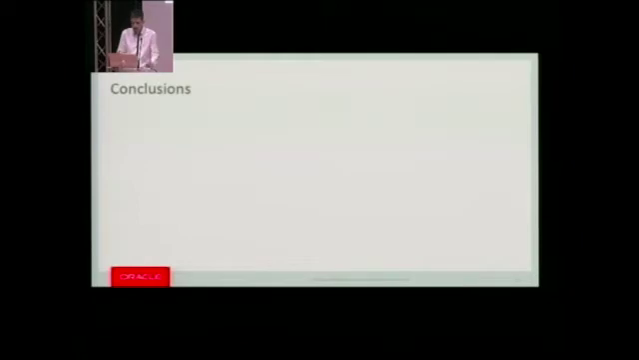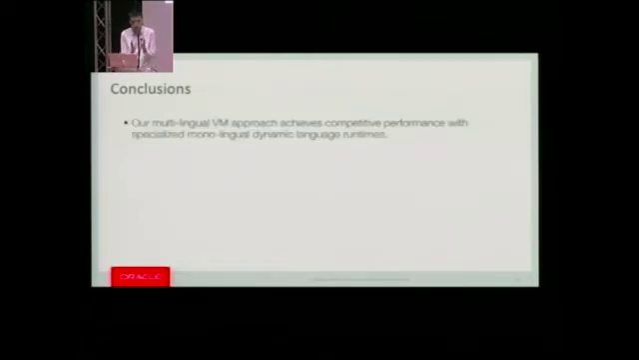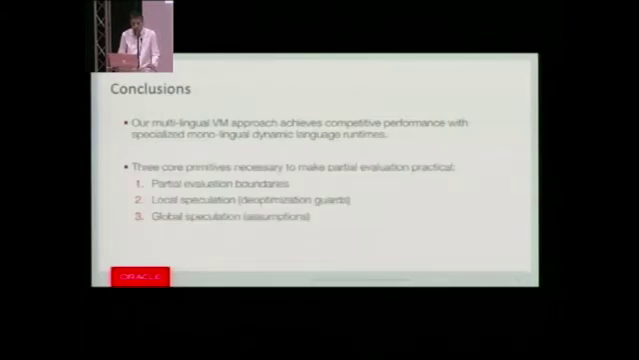To conclude, we think that our multilingual VM approach has achieved competitive performance with specialized monolingual dynamic language runtimes, and we've shown that for R, Ruby, and JavaScript. We believe there are three core primitives necessary to make partial evaluation, the first Futamura projection, practical in the context of dynamic languages. The first is the partial evaluation boundaries. The second is the local speculation via the optimization guards. And the third is the global speculation, which are these assumptions.